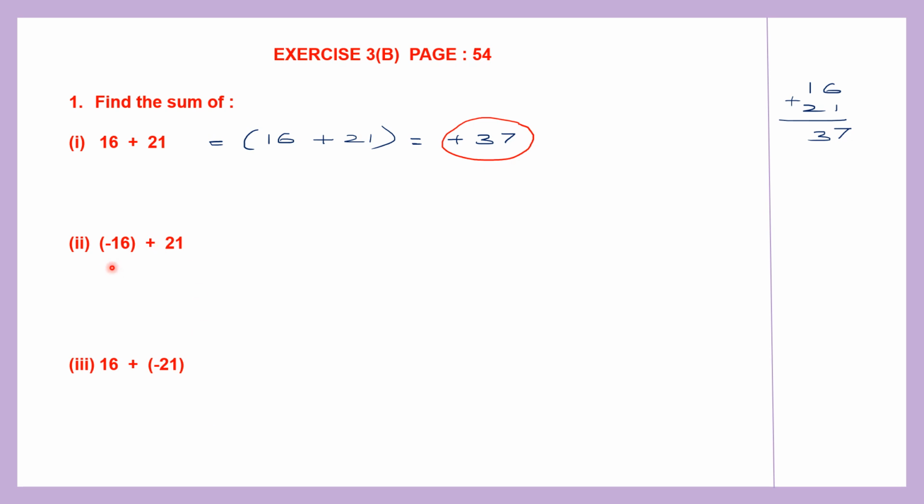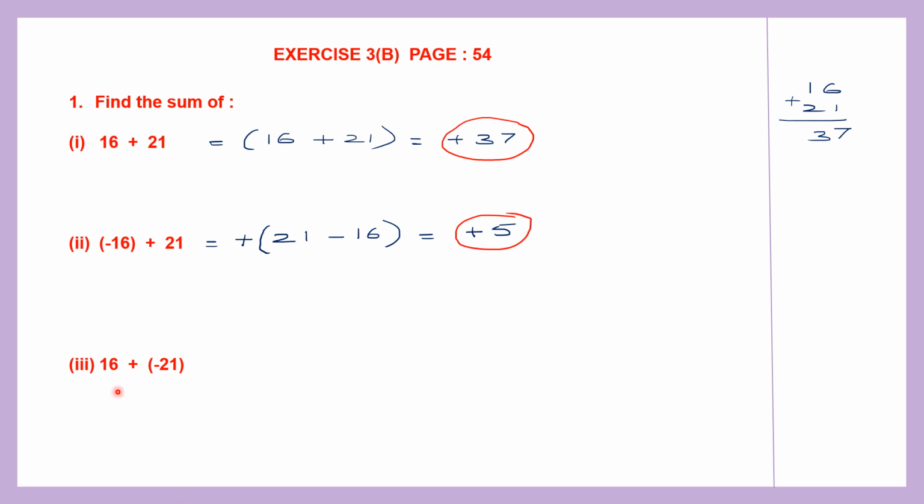Now look at the next one. Here we have negative 16 plus 21. Signs are different. When signs are different, we put the sign of the bigger number, that is the number with the bigger numerical value, which is a plus sign. And we subtract. Remember, when signs are different, we subtract. So here we put the sign of the bigger numerical value, that is plus. 21 has a plus sign, and we subtract 21 minus 16. So the answer here is plus. 21 minus 16 is 5. So our answer here is plus 5.